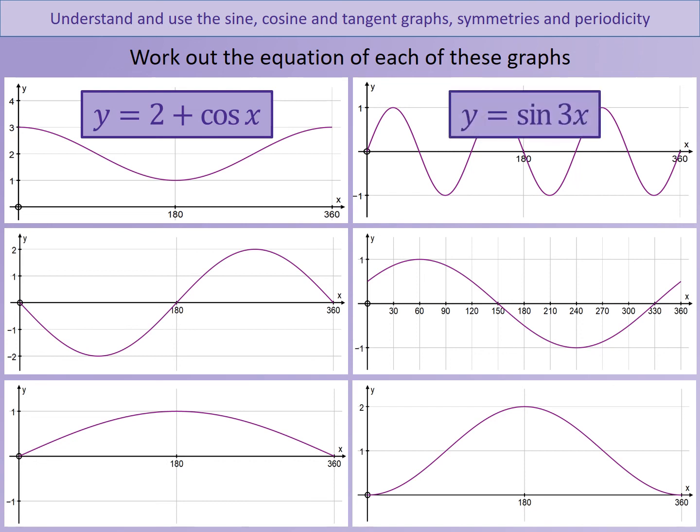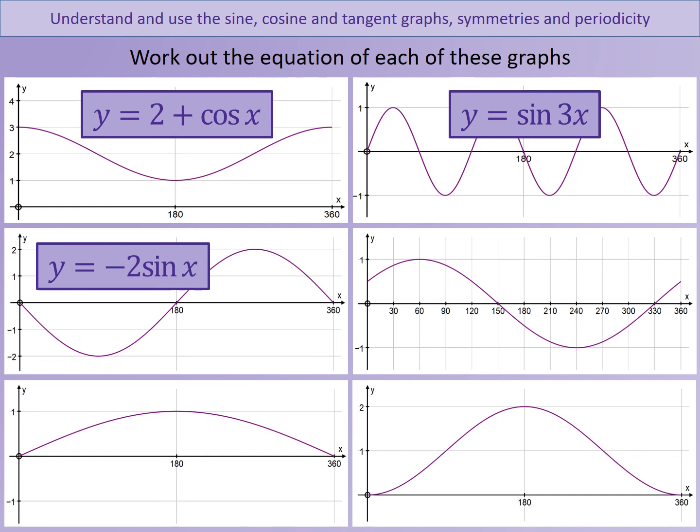Number 2, in the top right hand position, this is the graph of sine x as it's starting at the origin, but instead of repeating itself once every 360 degrees, it's repeating itself 3 times during that period. So there has been a stretch in the x direction, scale factor a third, and that would be resulting in an equation of y equals sine 3x.